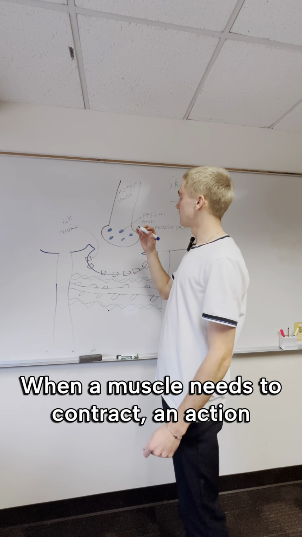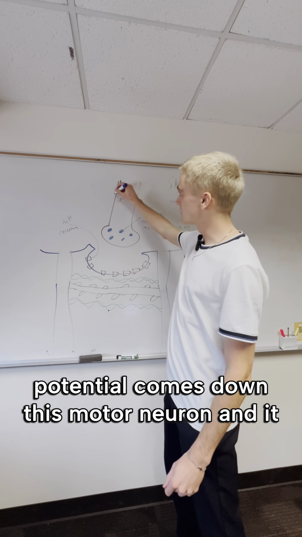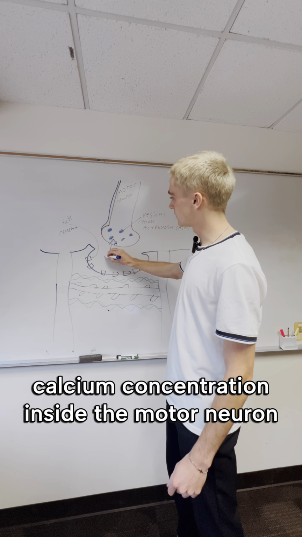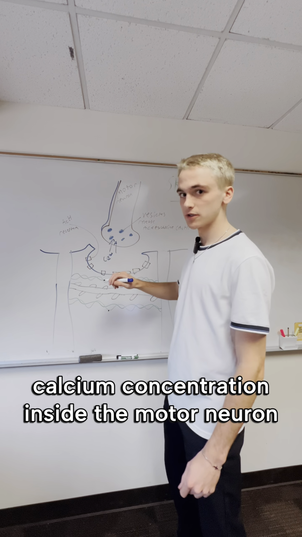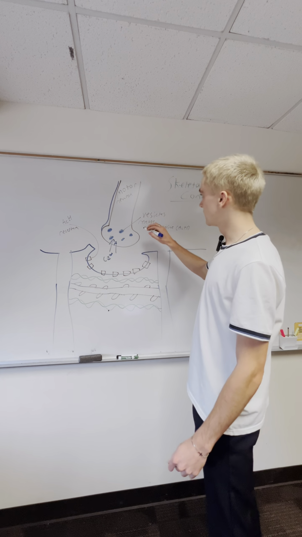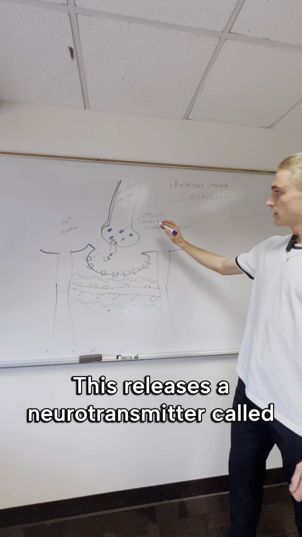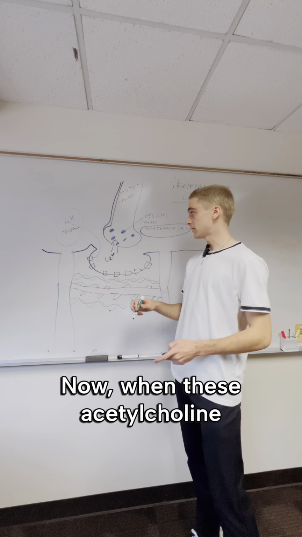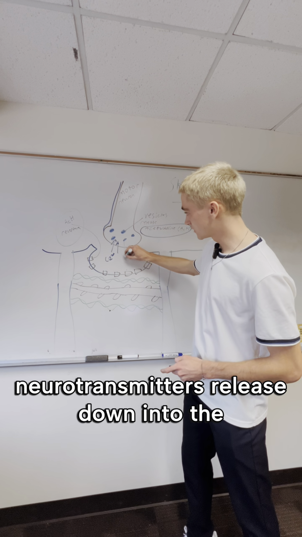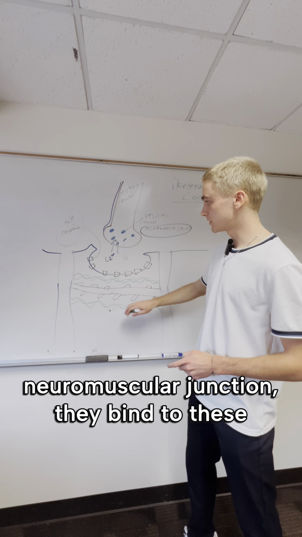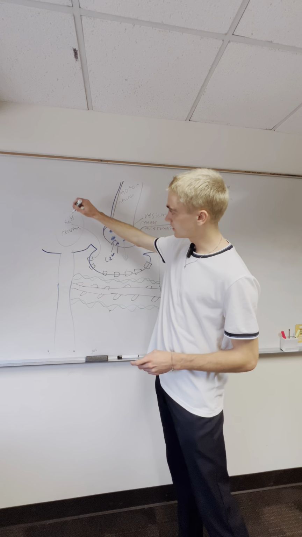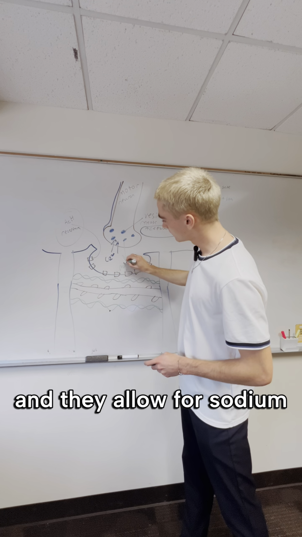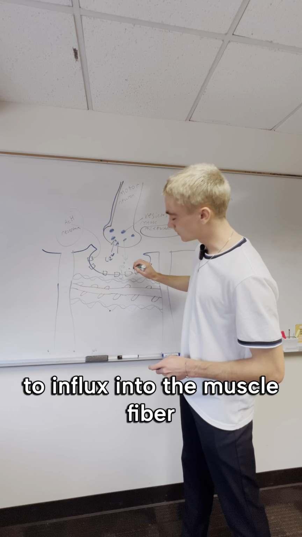When a muscle needs to contract, an action potential comes down this motor neuron and it increases calcium concentration inside the motor neuron by an influx of it. This releases a neurotransmitter called acetylcholine from the vesicles inside. Now, when these acetylcholine neurotransmitters release down into the neuromuscular junction, they bind to these acetylcholine receptors, which are ligand gated, and they allow for sodium to influx into the muscle fiber.